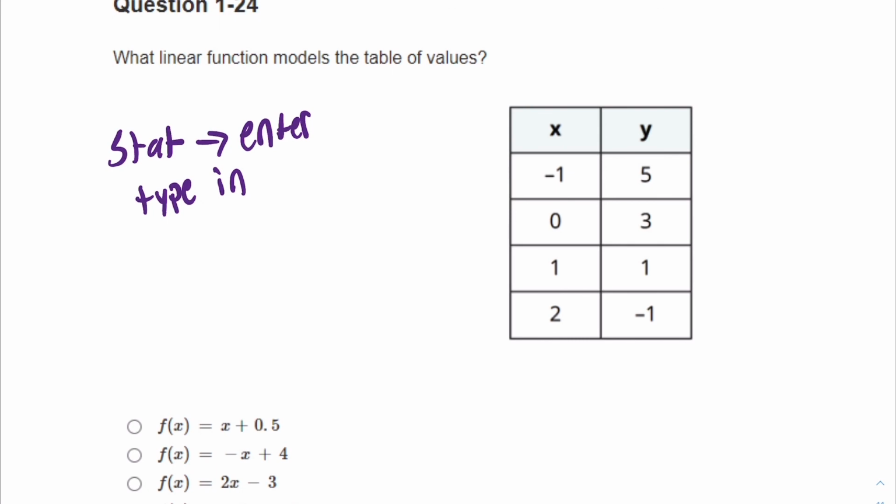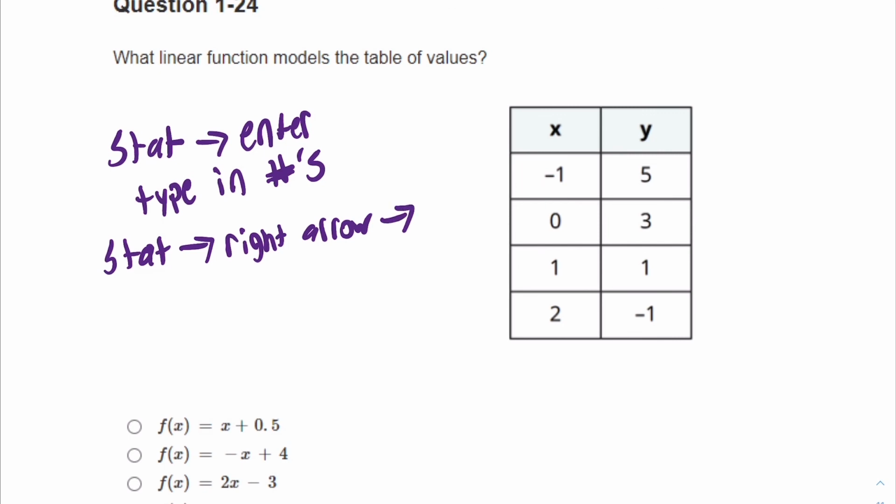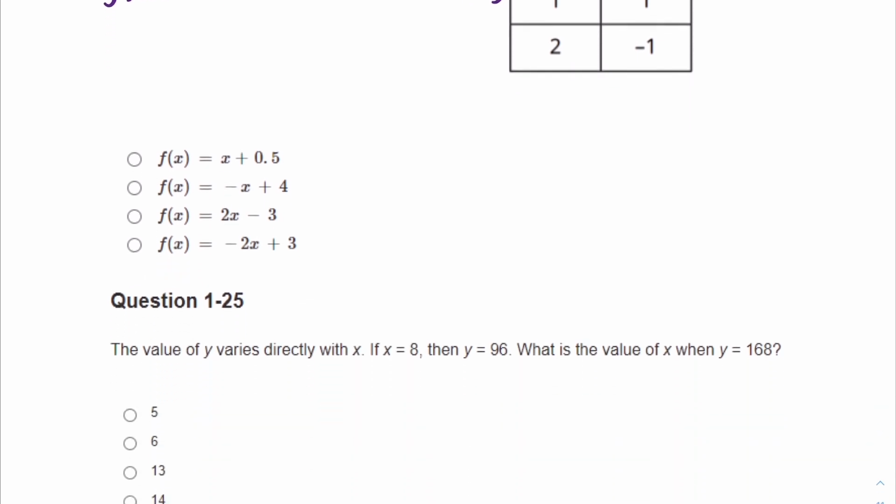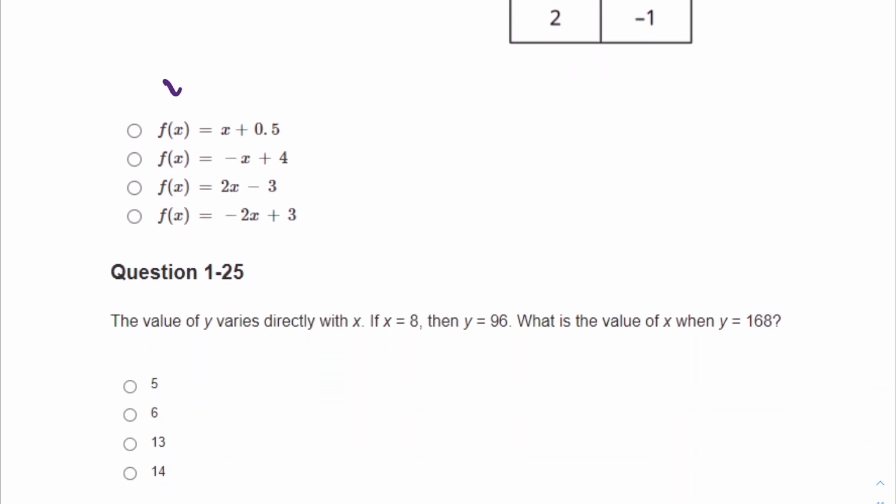Type in the numbers, then do stat, right arrow, go to number 4, linear regression. If you do the linear regression, it will give you the slope-intercept form. And it's going to be D.